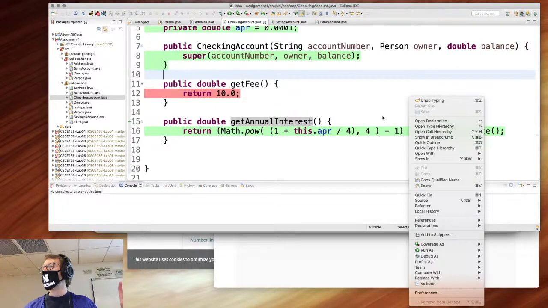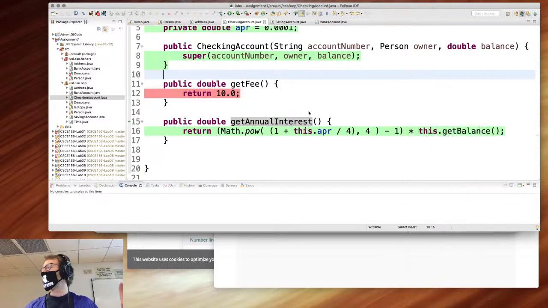Undo. How do I clear out my coverage? I don't remember how to clear out my coverage. If anybody knows online, let me know. Otherwise, we'll just have to deal with the pretty colors for a while.